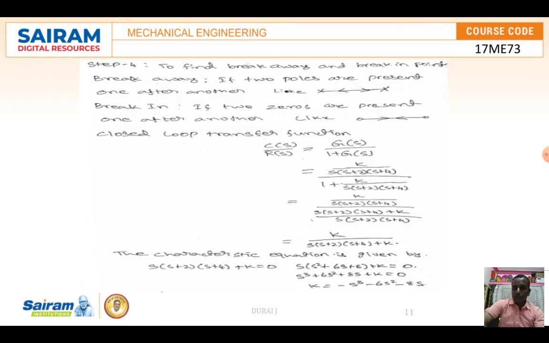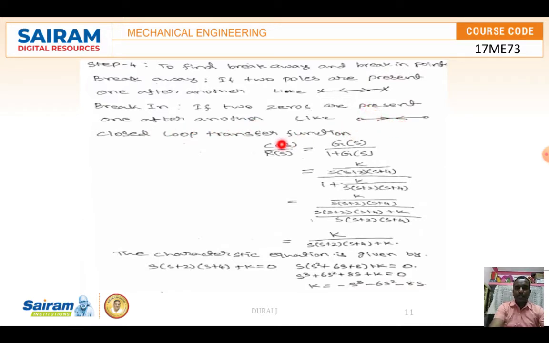So here we know that it will be symmetric about the real axis. Okay, then comes the next one: we are going to find the breakaway and break-in points. If two poles are present one after another, it will be a breakaway point, towards outside; you have to provide the arrow mark. Break-in point means both branches will be meeting in this manner.